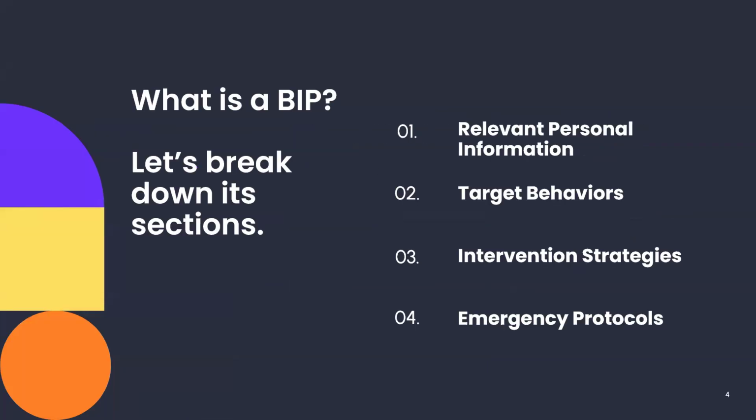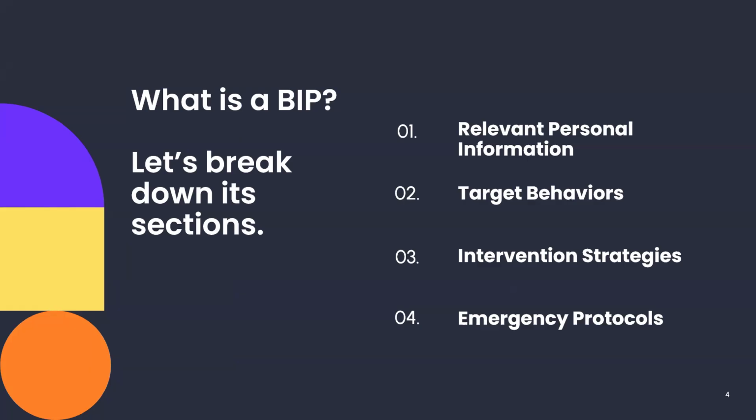So what is a BIP? If you have no previous knowledge of what a BIP is, it's essentially what it says it is. At its core, it is a plan for intervention that targets one or more specific behaviors. And when it comes to behavior analysis specifically, the main goal of developing a BIP is to identify behaviors that hinder one's quality of life and replace them with more functional behaviors that set them up for success.